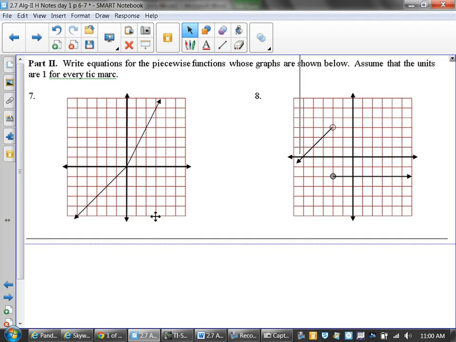So, I'll give you a second while these things get out. When you're looking at these grids that I just gave you, it will tell you to assume that every tick mark is 1, and that's the standard I'm going to keep. Even on the test next week, it should be a 10 by 10 grid. You'll just have to count and figure out where you're at.